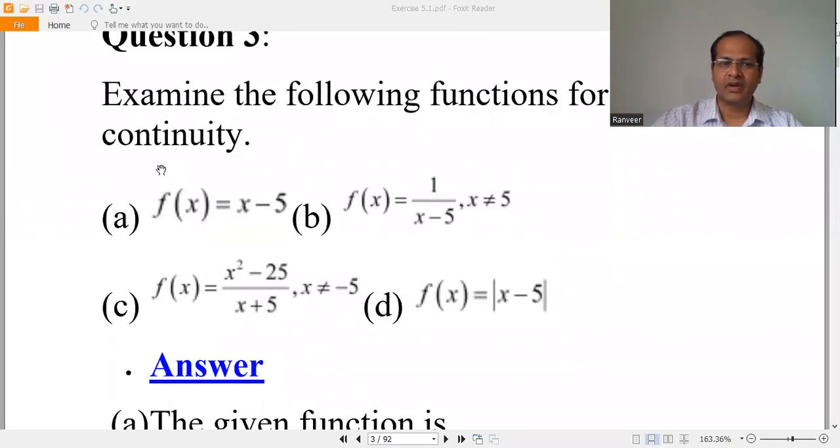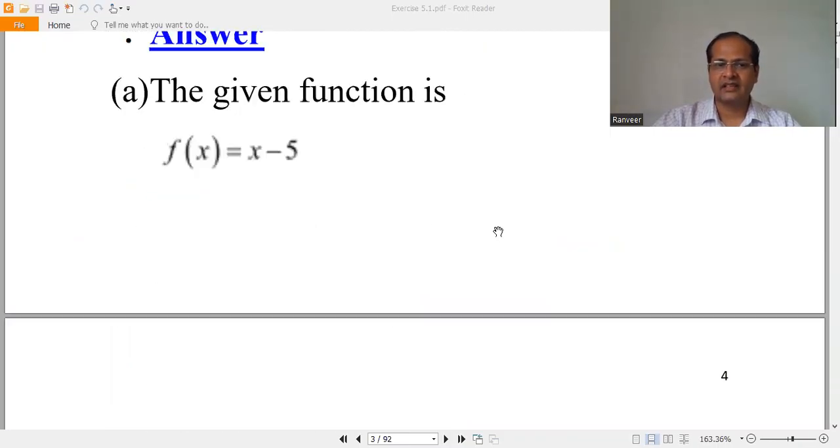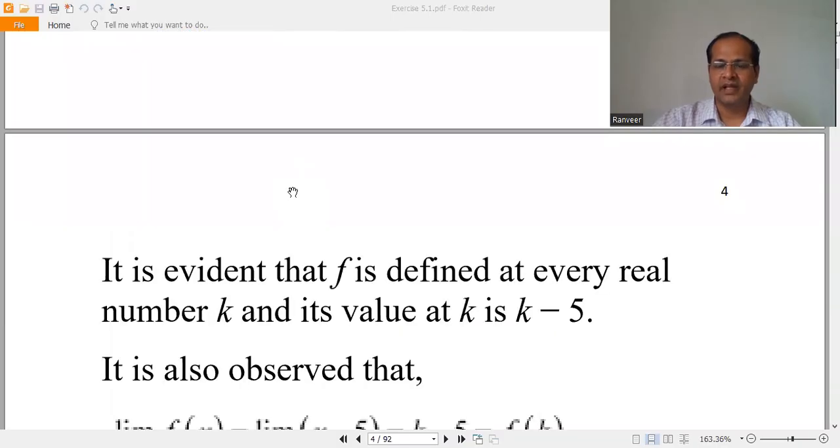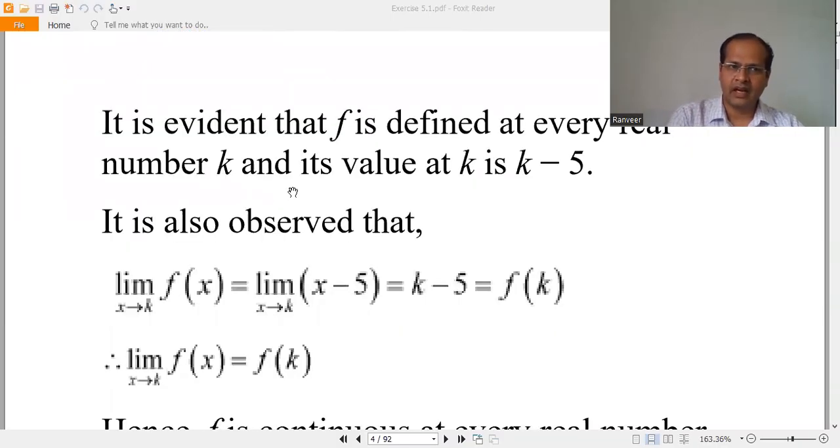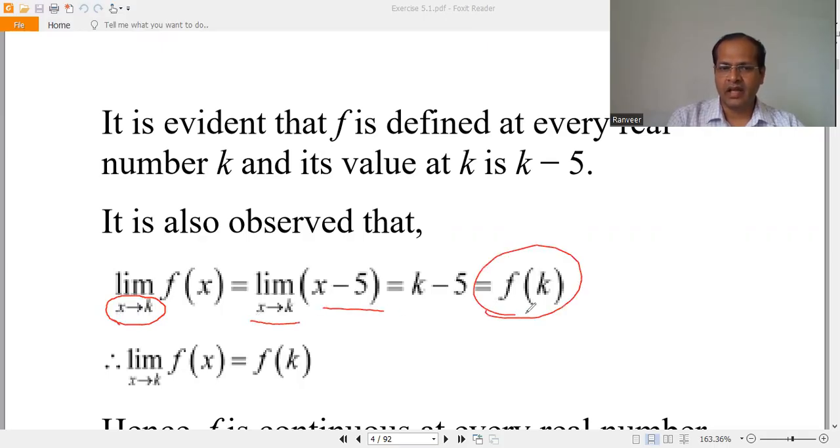Examine the following function for continuity. f(x) equal to x minus 5, where x is not equal to 5. In this case, for the given function x minus 5, there are two ways. If we draw the graph, this is linear, and definitely this is continuous at every point. So we take limit x tending to k of f(x), that is, limit x tending to k of x minus 5, which is nothing but f(k).